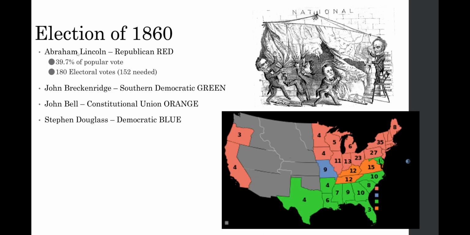So election of 1860, Abraham Lincoln is the red, John Breckinridge is green, Stephen Douglas is blue, and then you got John Bell, the Constitutional Union Party, in orange. I want to say it's backwards. Don't worry about that though. But basically, Abraham Lincoln, winning less than 40% of the popular vote, gets enough electoral college votes to win, and now they have a Republican president.